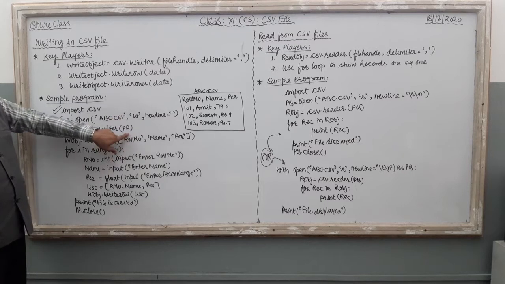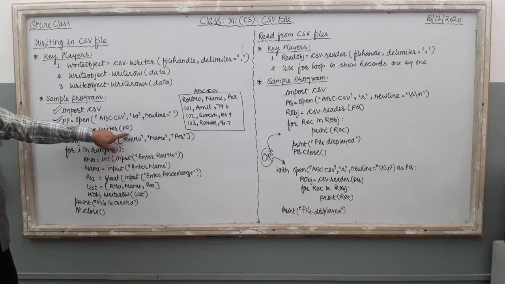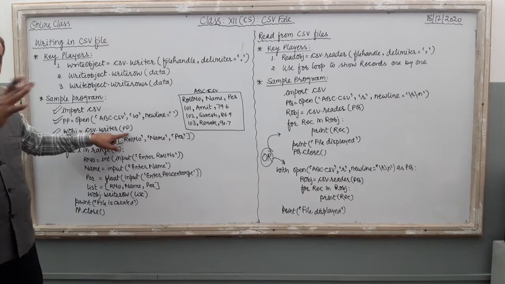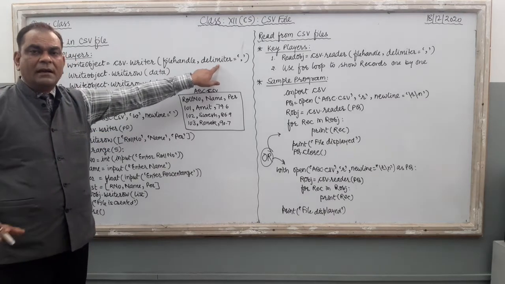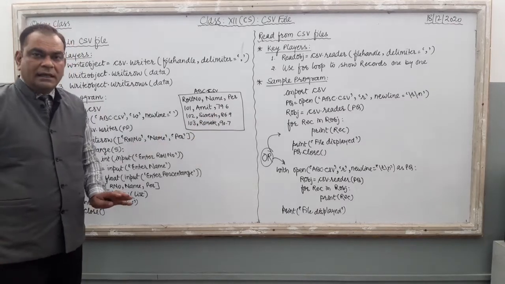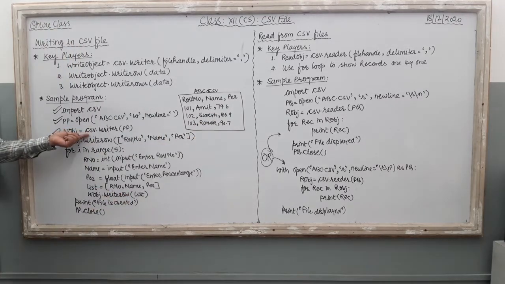Just write the file handle over here. Clear? And if you want to use a delimiter, by default the delimiter is a comma, so you don't need to give the delimiter option at all. The computer will automatically put a comma by default. Clear? So just see, this is the command to create the writer object.